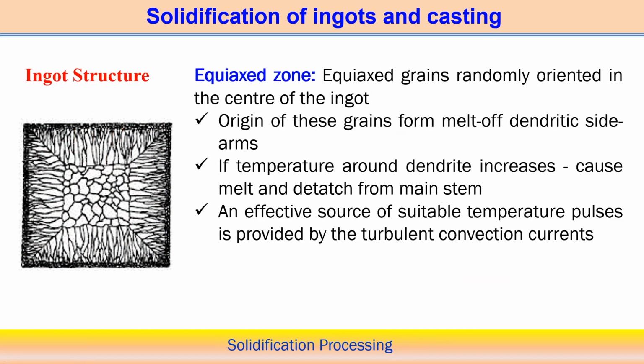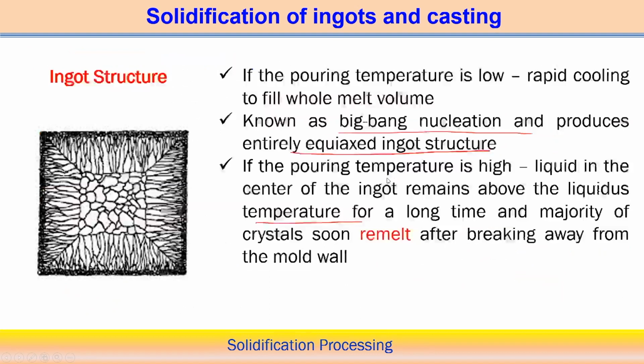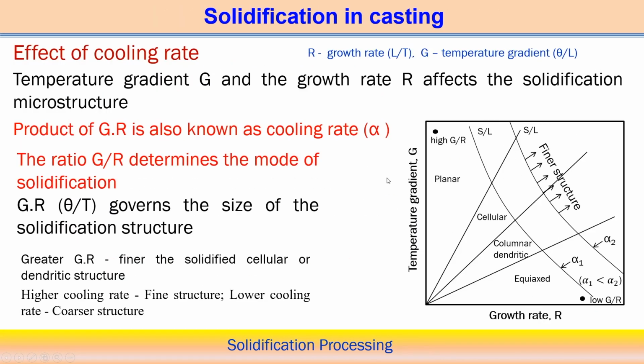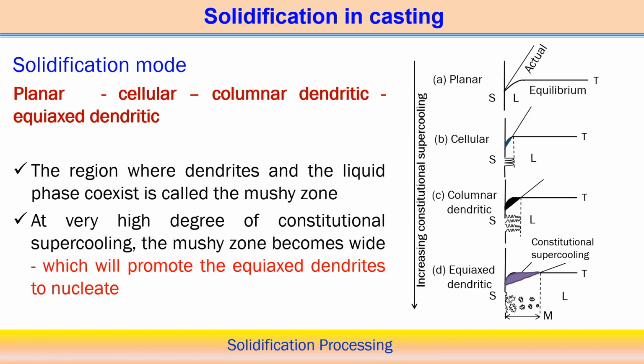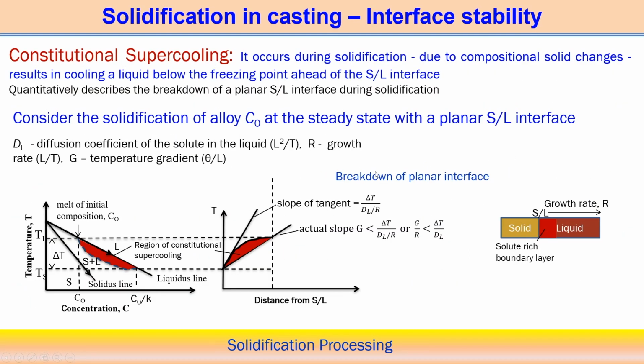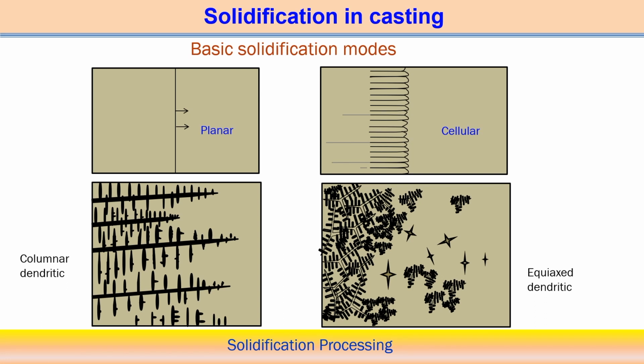Now once we reach exactly the center, we can expect the equiaxed zone, where the equiaxed grains are randomly oriented at the center. If you remember, last class we were discussing this, and I am just going back to it. Here you can see almost an equiaxed dendritic structure, and here it is more clear. Here the dendrites form, but it is almost an equiaxed structure.